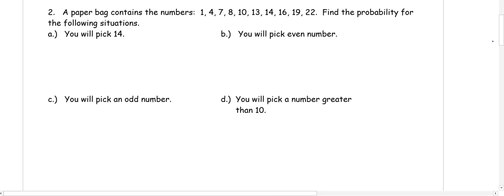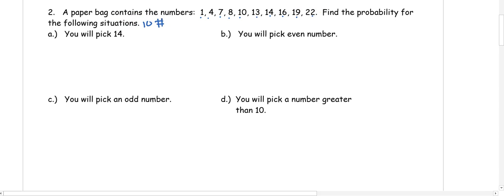Number 2, a paper bag contains the numbers 1, 4, 7, 8, 10, 13, 14, 16, 19, and 22. Find the probability of the following. So first, we need to figure out how many chances we have. So there's 1, 2, 3, 4, 5, 6, 7, 8, 9, 10 numbers in the bag.